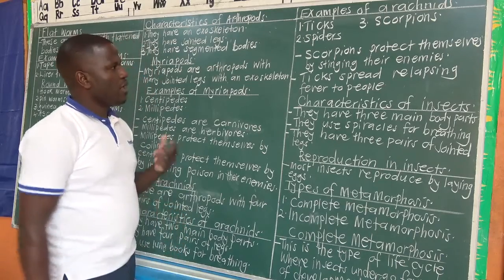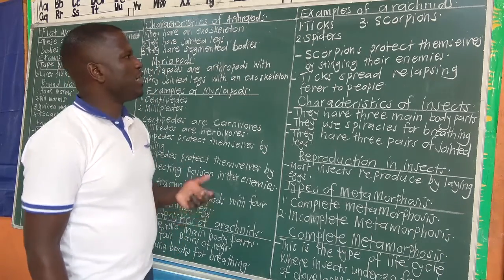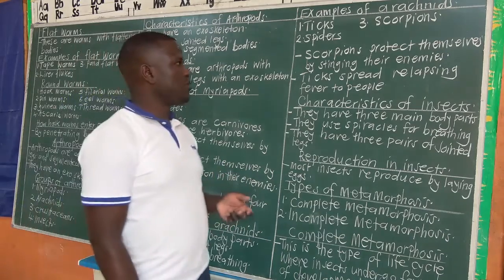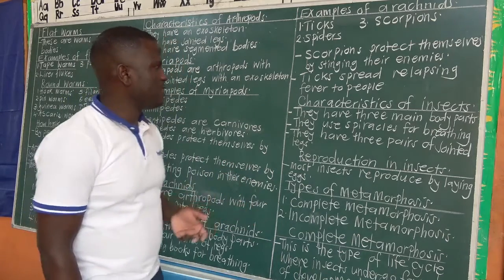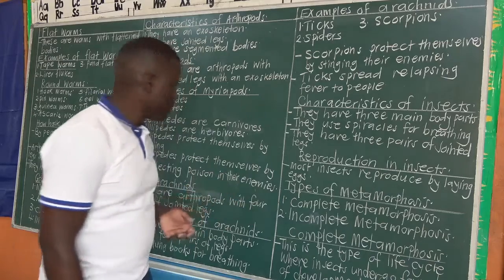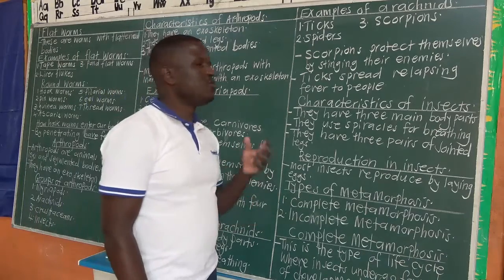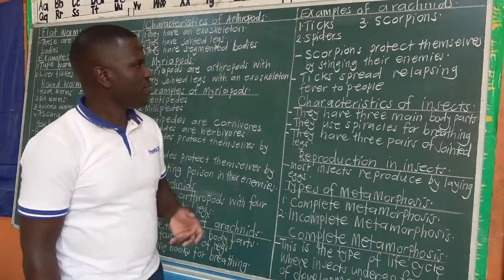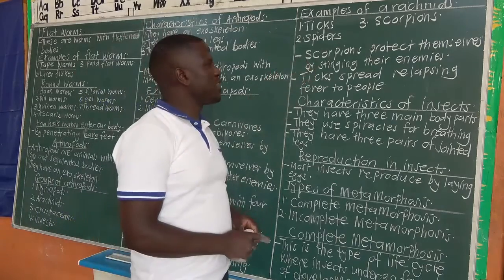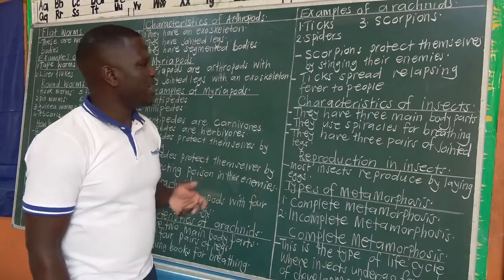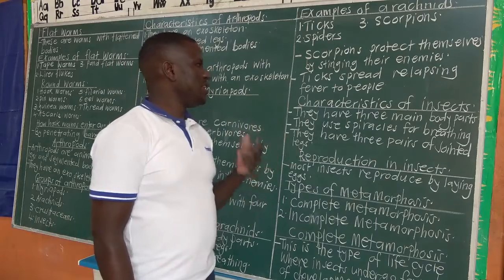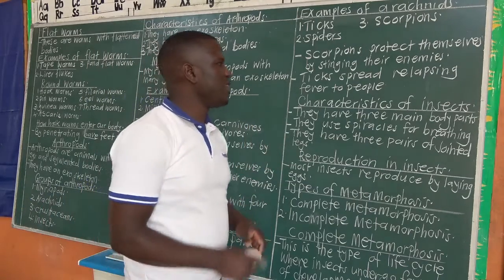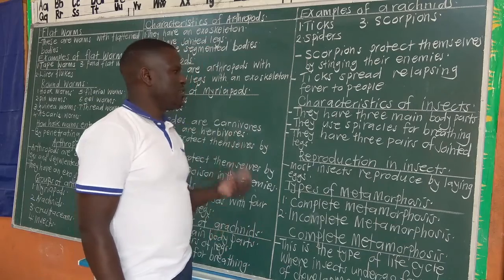lung books. If they ask you why is a scorpion called an arachnid, a scorpion breathes through lung books. A scorpion has 2 main body parts. Then a scorpion has 4 pairs of jointed legs, or a scorpion has 8 jointed legs. Then scorpions protect themselves by stinging their enemies. Ticks spread relapsing fever to people. There is a disease called relapsing fever. It is spread by ticks.